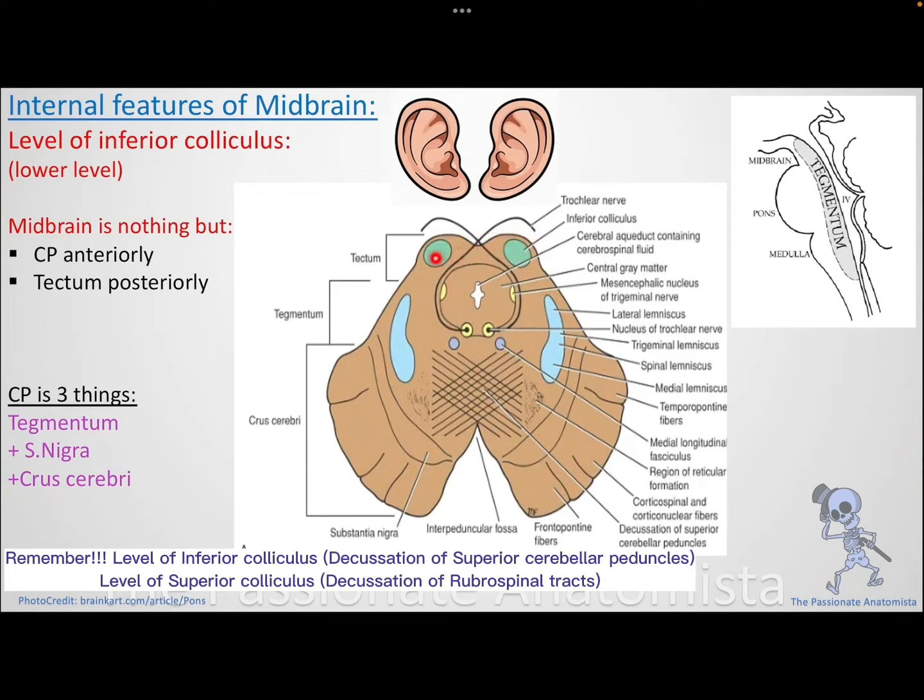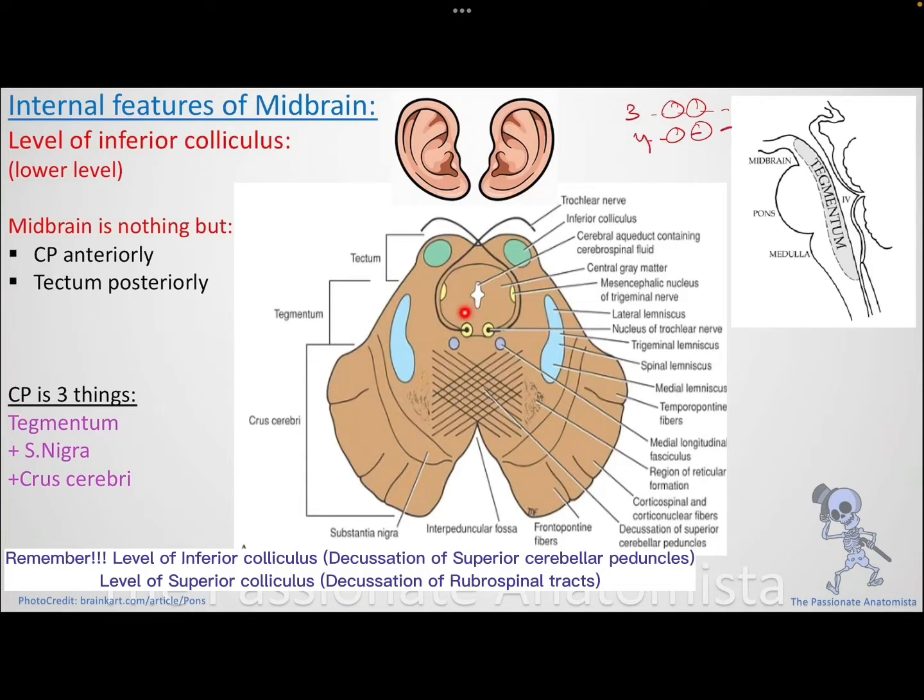And the tectum here is the inferior colliculus. Okay, if you are at the lower level, which cranial nerve nuclei do you think you will find in your tectum? It's number 4, because we are moving in order, right? In the superior, I have superior colliculus, I have inferior colliculus. Here, this is the level of 3rd cranial nerve. Here, this is the level of 4th cranial nerve.